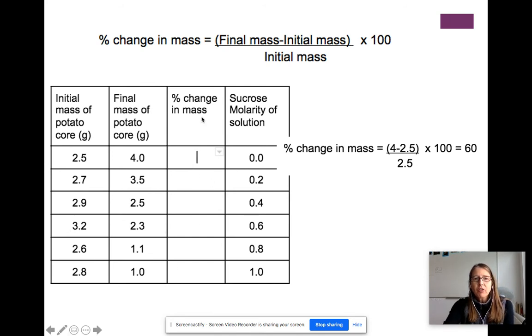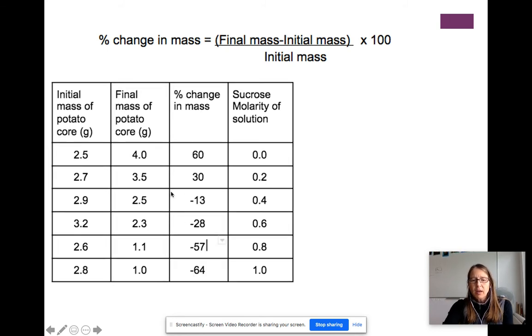So to calculate percent change in mass, here's the equation: final mass minus initial mass, divided by initial mass, times 100. So doing it for this first one, we've got 4 as our final, minus 2.5 as our initial, divided by 2.5, times 100, which gave us 60. So this is where I would put 60, and I would do that again for each one of the sucrose solutions, and this is what we ended up getting.